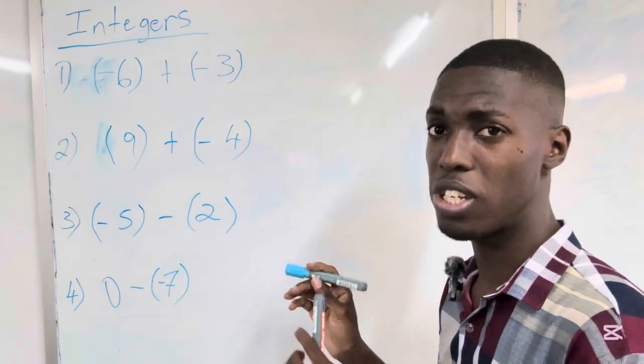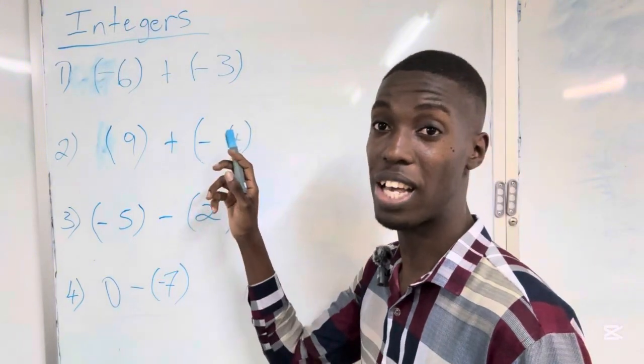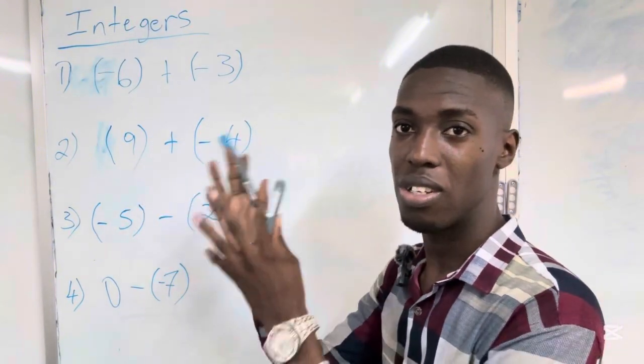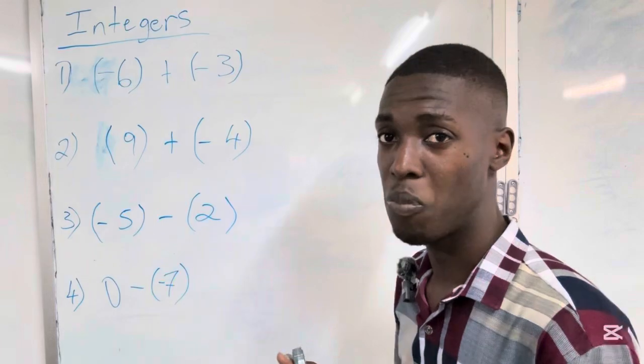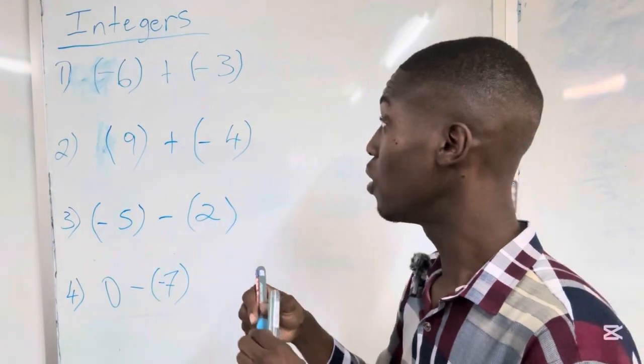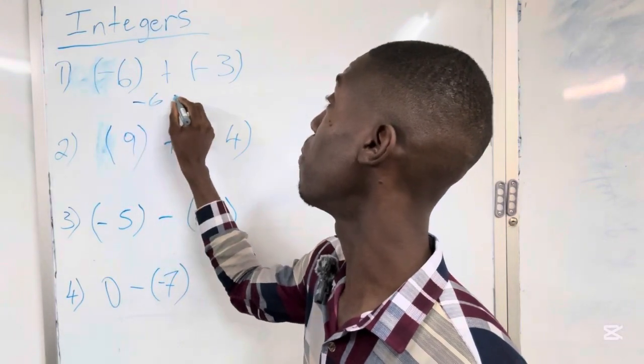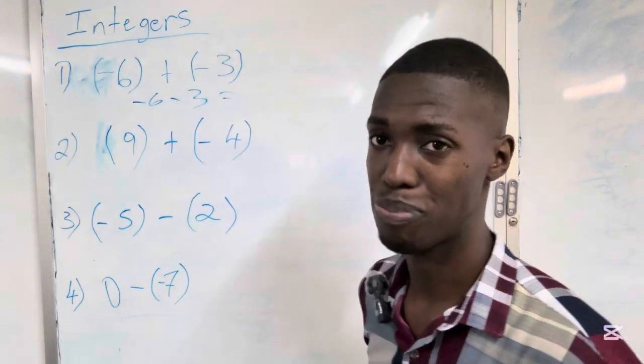If you look closely, you would have realized that a negative sign and a positive sign are together, right? They are close together. Whenever this happens, the negative sign prevails. So this is basically minus 6 minus 3, right?